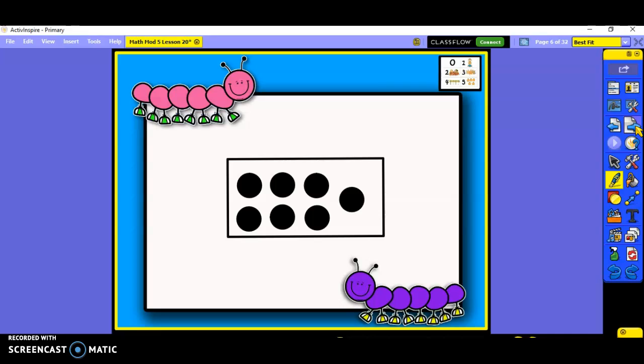Oh, how do you see 7 this time? What are the parts that you see 7 in? Awesome! Were you thinking the same thing Miss Nakian was thinking? Let's see. That's right. This time I saw 7 as 6 and 1. 6 and 1 makes 7.